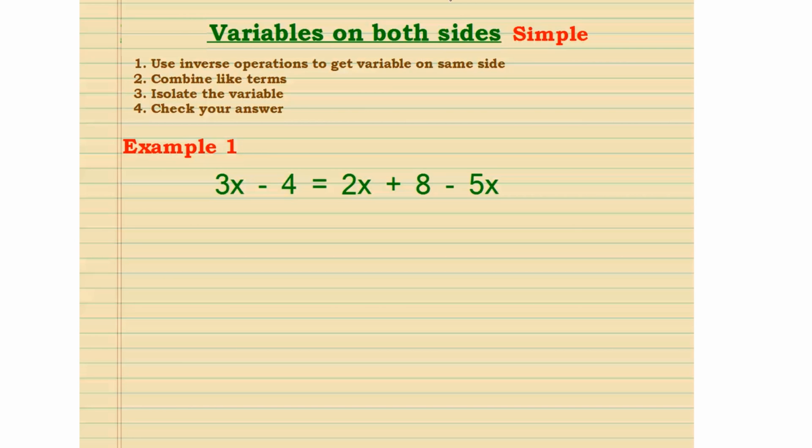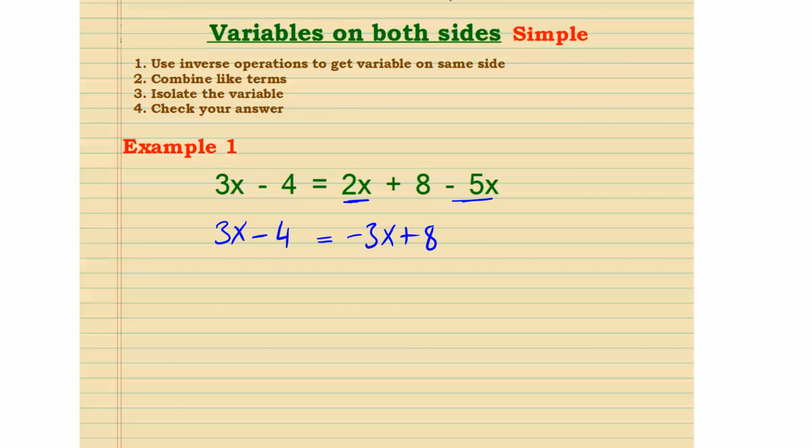Here is our first example. We have variables on both sides. On the right side, we have 2x and negative 5x. We can combine those first. There are no distributions to be done in here. On the left side, we have 3x minus 4. On the right side, I have negative 3x plus 8.